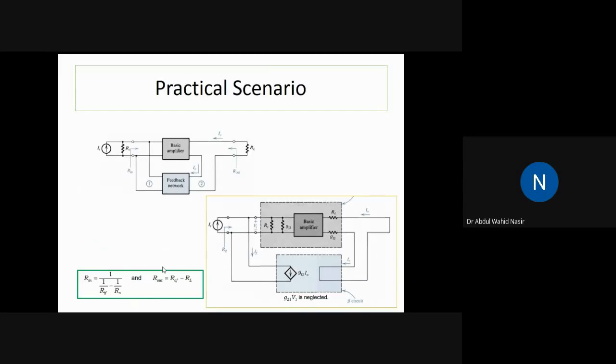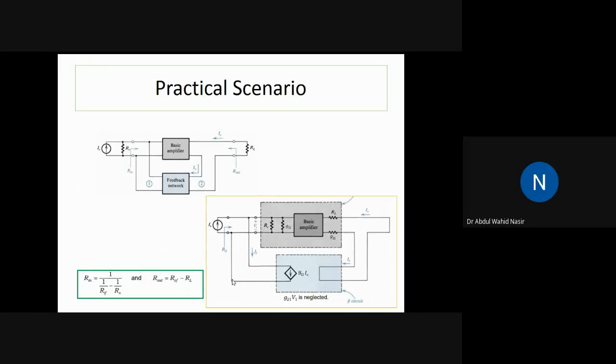Again comes the practical scenario. Due to the resistive network of the feedback amplifier that is loading, your input and output resistances will not be the same as what we have seen for the ideal case. In the practical scenario, it will change. So what will be its value? RIN will be 1 by RIF minus 1 by RS, and ROUT will be ROF minus RL. Clear?